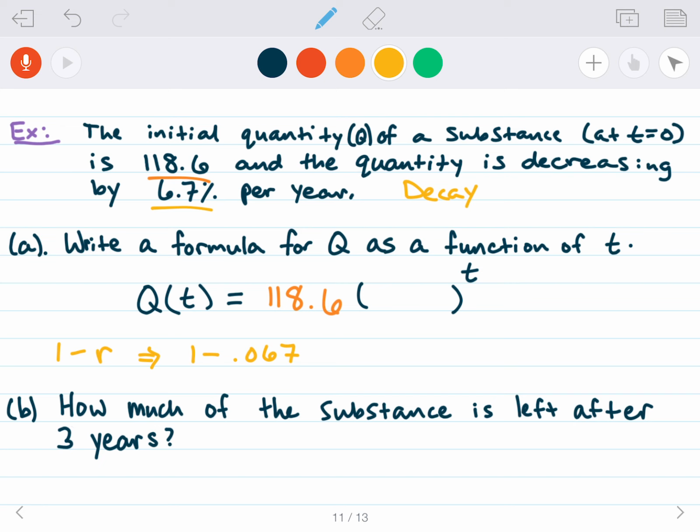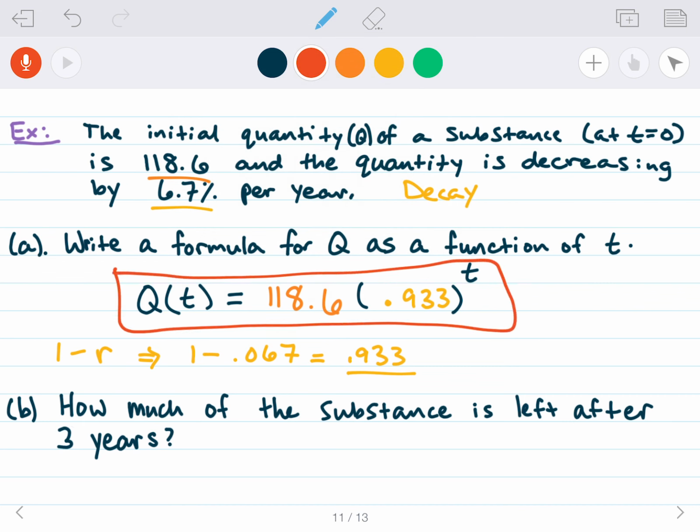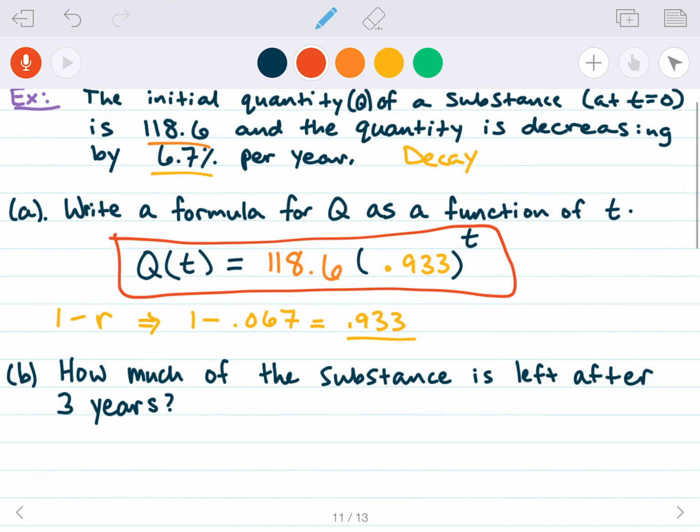And that's going to give us 0.933 as our growth factor. Okay, so that's what goes in here, and that's our function. All right. How much of the substance is left after 3 years?